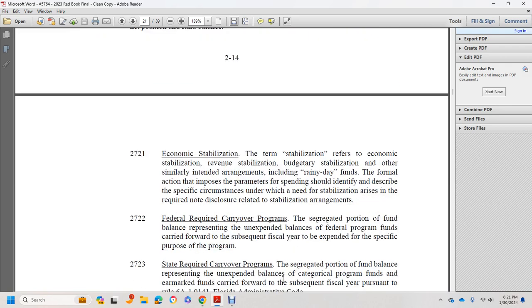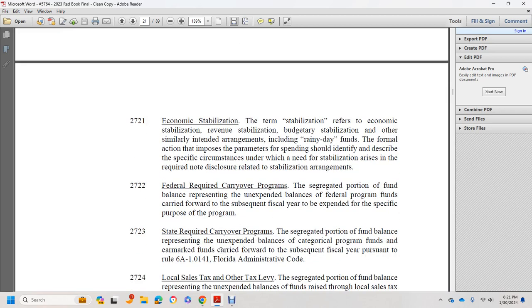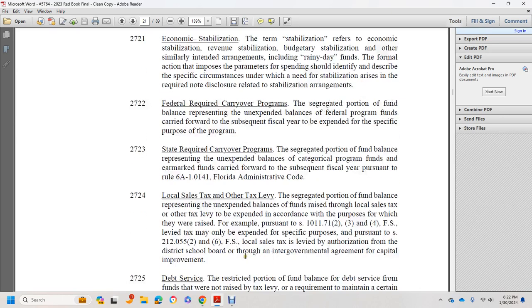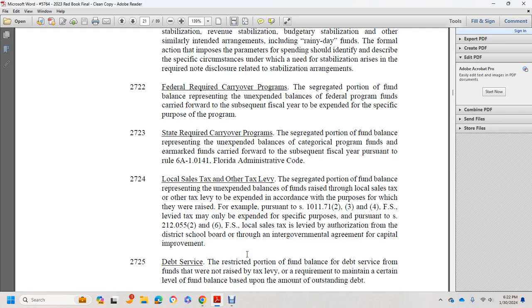2722, federal required carryover program. The segregated portion of the fund balance for the presentation of the unexpended balance of federal program funds carried forward to the subsequent fiscal year to be expended for the specific purposes of the program. 2723, state required carryover program. The segregated portion of the fund balance for presentation of the unexpended balance of categorical basic program funds earmarked and carried forward to the subsequent fiscal year pursuant to Rule 6A-1.0141, Florida Administrative Code.